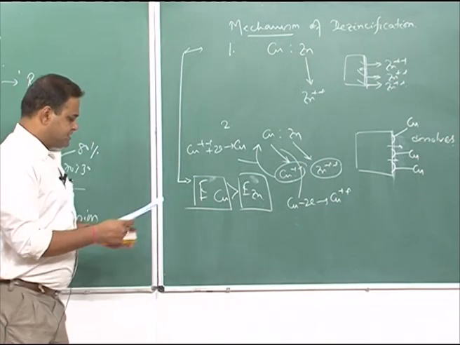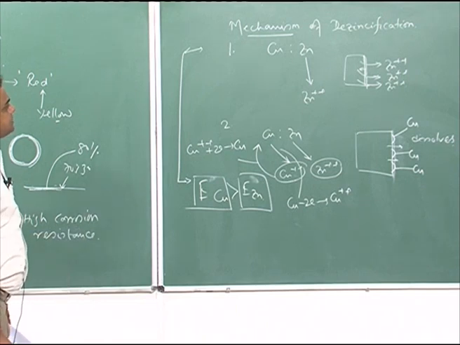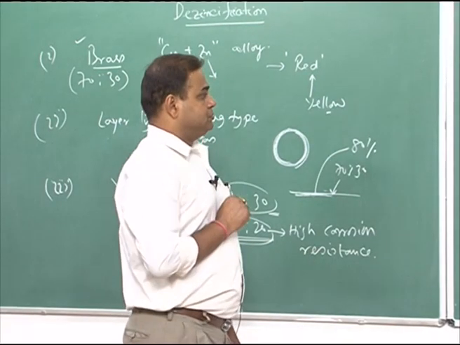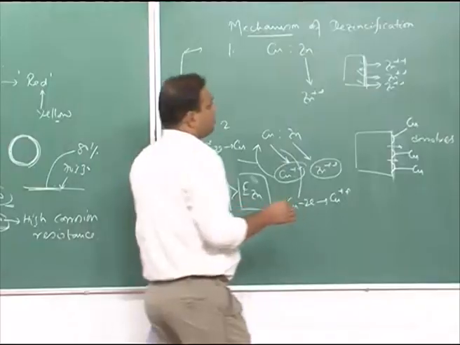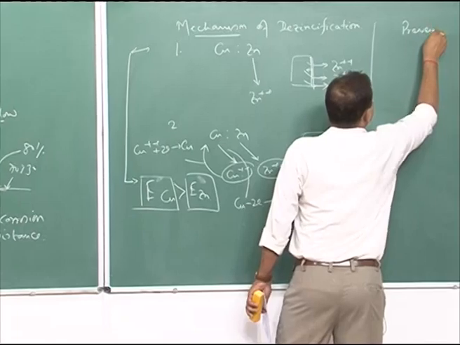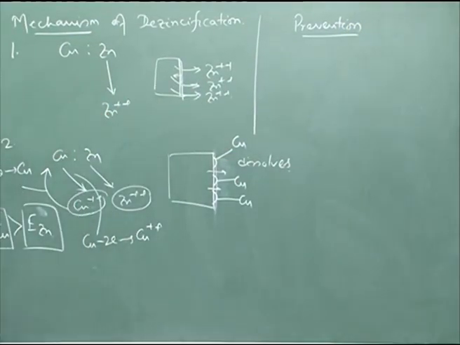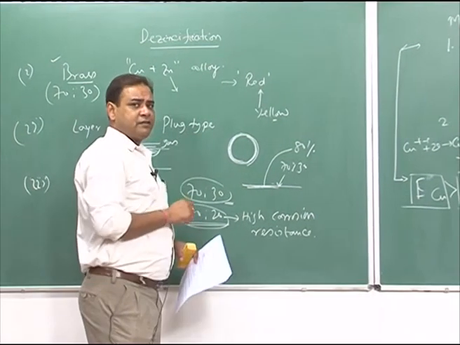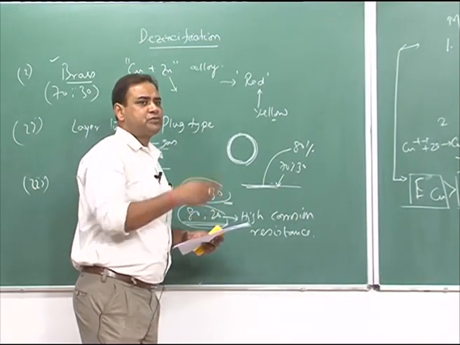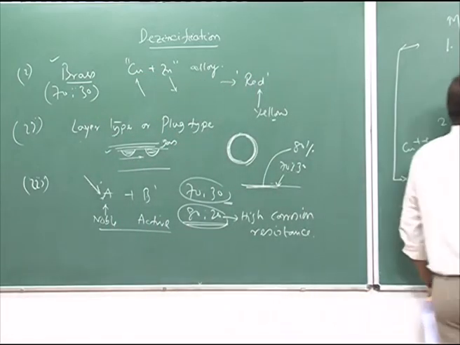So now the point is, if we would like to stop this dezincification, what can we do? If we come to the prevention mechanism, generally we would like to go for an alloy or brass where we have less zinc. Then the inherent resistance towards dezincification would be better. Now, the second case, that means a better alloy.